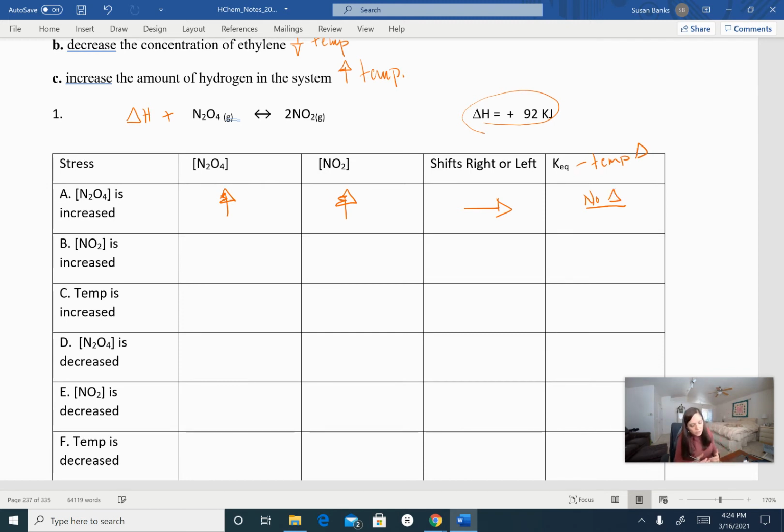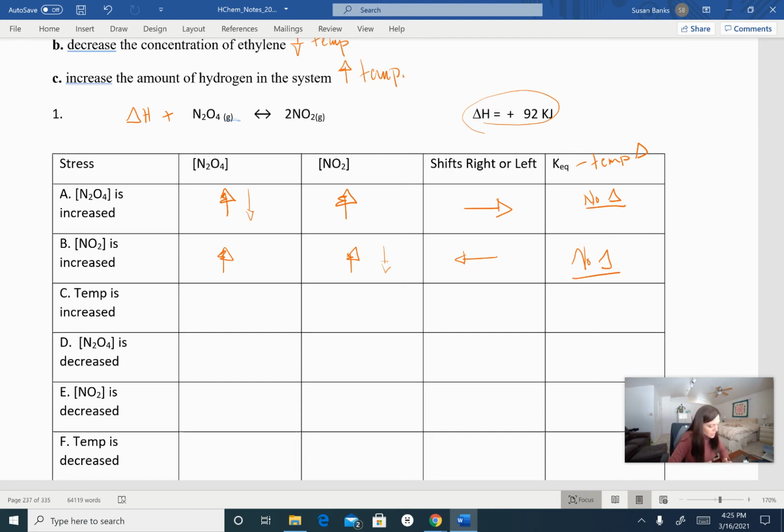Okay. So I want you to go through these really quickly and see if you can predict what's going on with these. Okay. All right. Nitrogen dioxide is increased. So that's going to shift everything left. Nitrogen dioxide is going to increase, and nitrogen, initially it's going to increase, but eventually it will go down. Okay, so it's going to shift left. There's going to be no change at all in the KEQ.